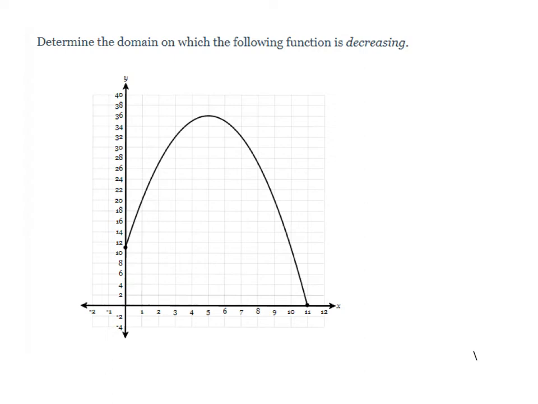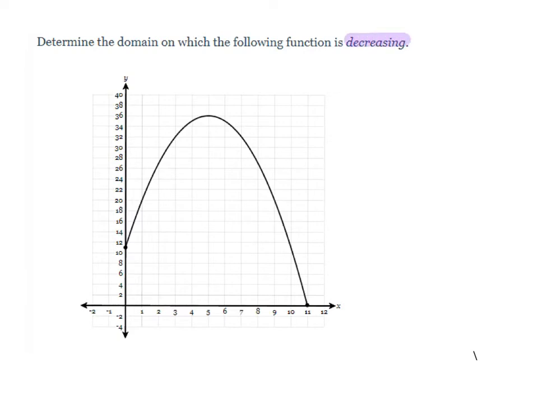Okay, we're going to talk today more about domain and range. This is not a specific page in the note packet, but just some added questions that I wanted to show you to help you answer the questions in the Delta Math tonight. So when we look at determining the domain on which a function is either increasing or decreasing.